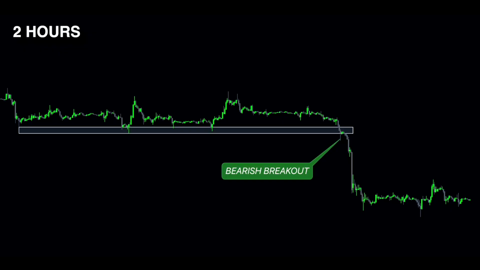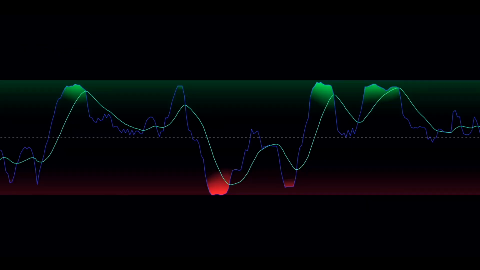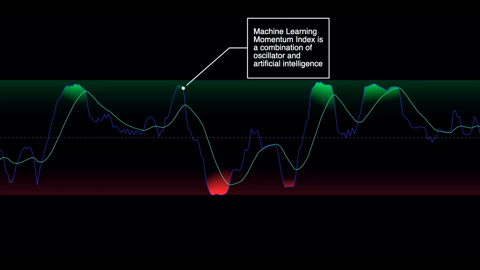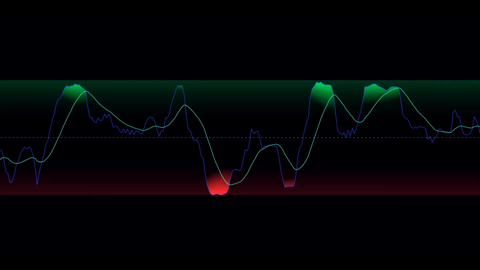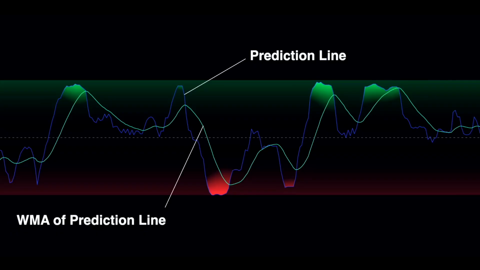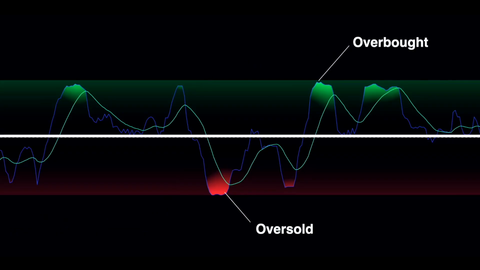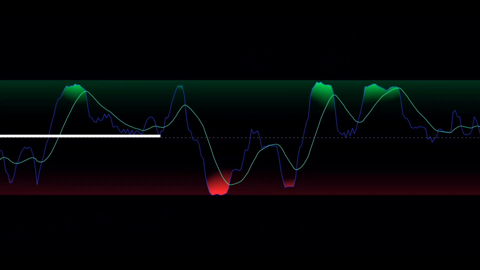Now, before diving into the exact strategy, let's quickly review the Machine Learning Momentum Index. This advanced tool blends traditional momentum analysis with machine learning. Think of it as the next generation of oscillators. It's similar to the Relative Strength Index, RSI, but with added features. It includes a prediction line, a weighted moving average, overbought and oversold zones, and a zero level.